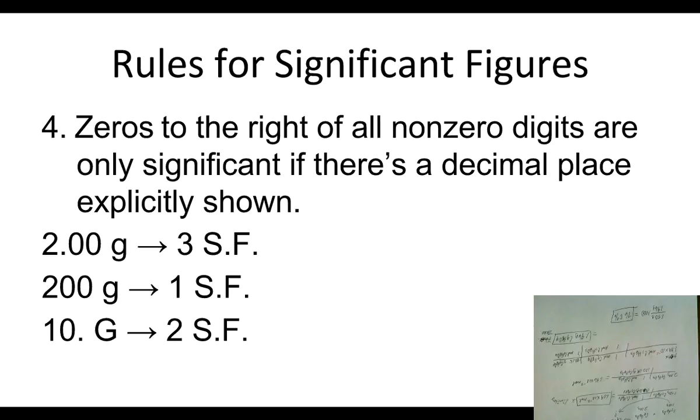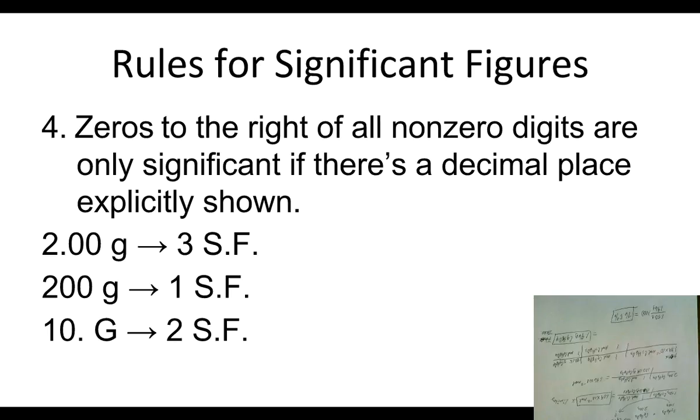And then number four, get this rule down. Zeros to the right of all non-zero digits are only significant if there's a decimal explicitly shown. So in these examples, 2.00 grams, those zeros are to the right and there's a decimal, so that's three significant figures. However, if you look at 200 grams, those zeros are to the right, but you don't see a decimal. So it's only one significant figure.